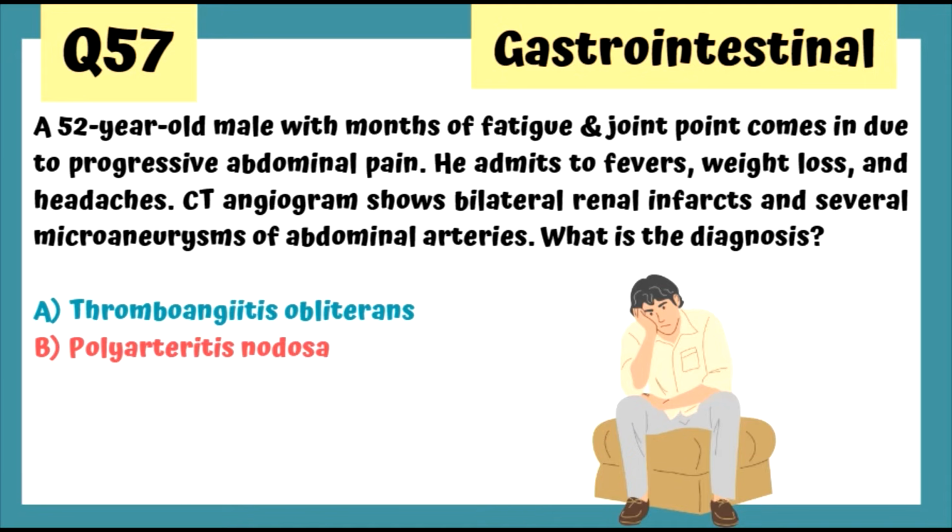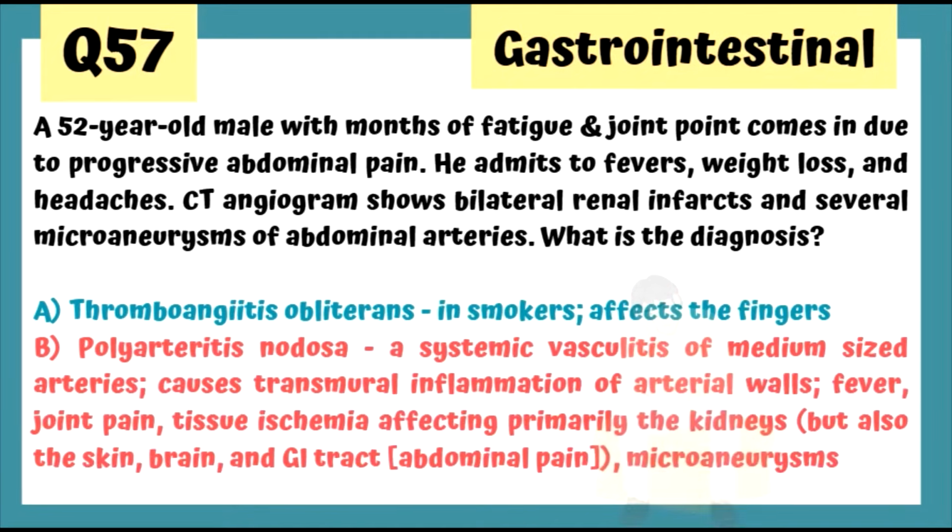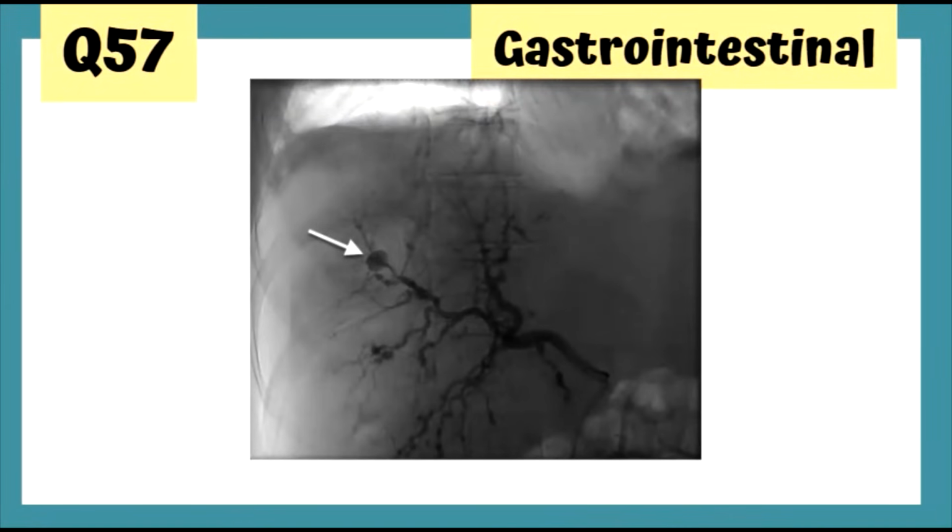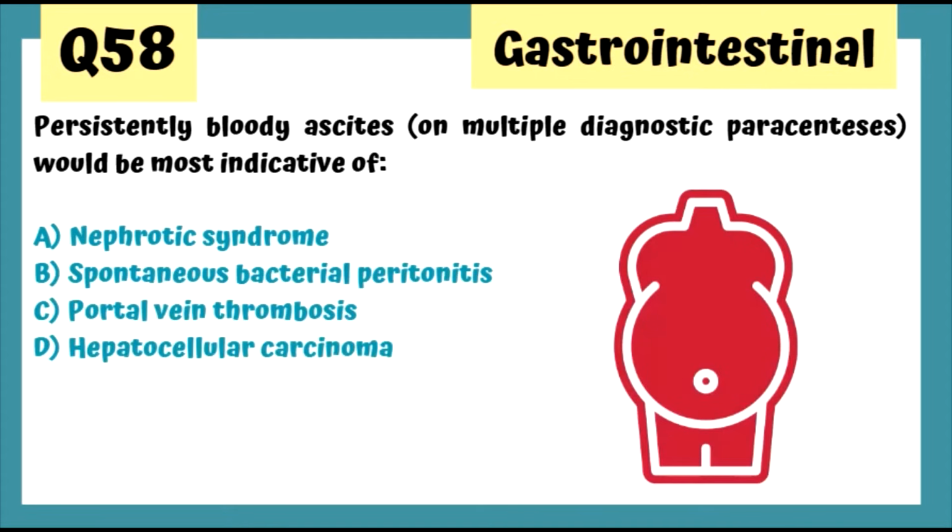That's what we see in polyarteritis nodosa, which is a systemic vasculitis of medium-sized vessels, arteries, causing transmural inflammation of the arterial walls. Patients can present with fever, joint pain, tissue ischemia, affecting primarily the kidneys, but also other organs, such as the GI tract leading to abdominal pain and microaneurysms, which we can see over here, the abdominal microaneurysms.